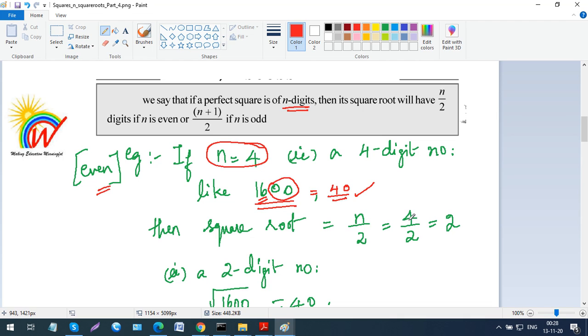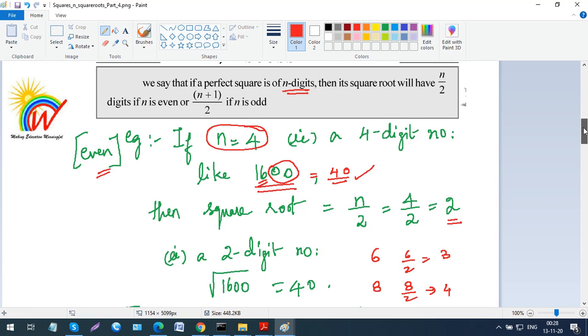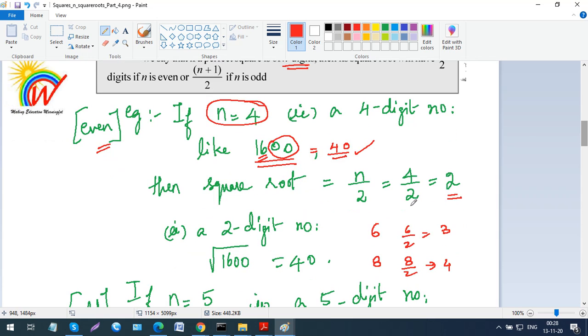So see here, 4 by 2, a 2-digit number. If I have a 6-digit number, then the square root will be 6 by 2, which will be a 3-digit number. If I have an 8-digit number, then the square root will have 8 by 2, which is a 4-digit number. Okay, so that's how you find this. This is the formula if n is an even number, like you have 4, 6, 8 and so on.